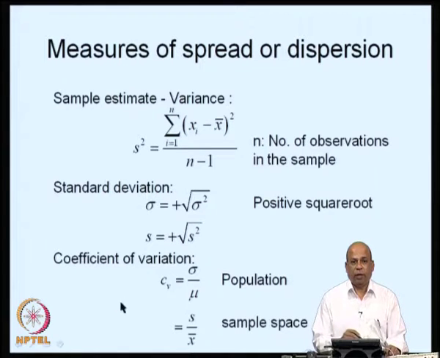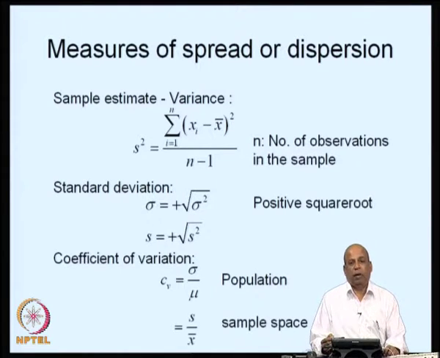Then we define the standard deviation as the positive square root of the variance. So, the standard deviation is simply the positive square root of variance, and the associated sample estimate for that is given by S, the positive square root of S square.